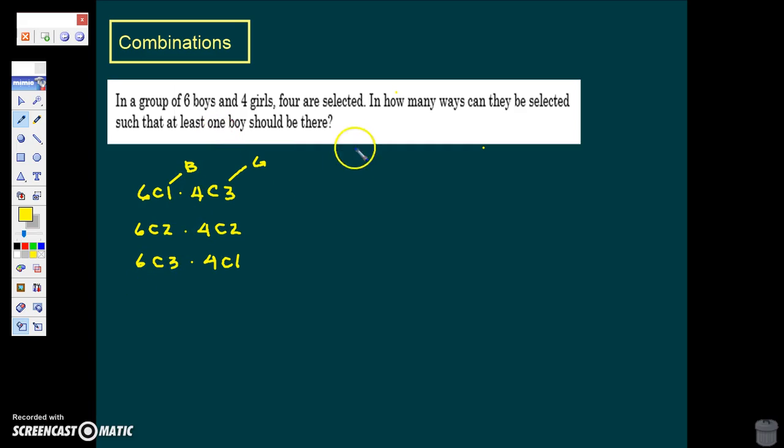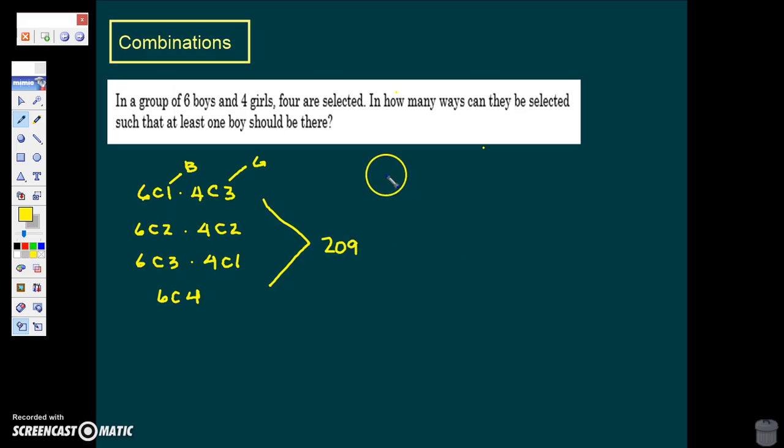And the last case that will satisfy is that all 4 picked are boys. So 6C4, these are all boys. Number 1 boy, 3 girls, 2 boys, 2 girls, 3 boys, 1 girl, and all of them boys. So just again add all these cases up. 6C1 times 4C3 plus 6C2 times 4C2 plus 6C3 times 4C1 plus 6C4. So the answer here is 209.